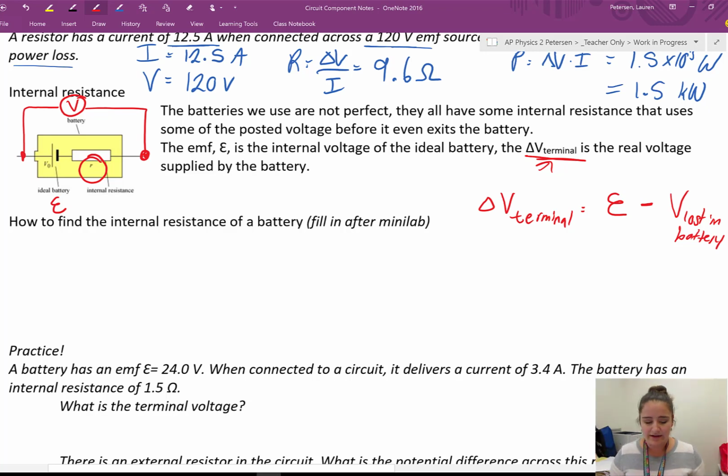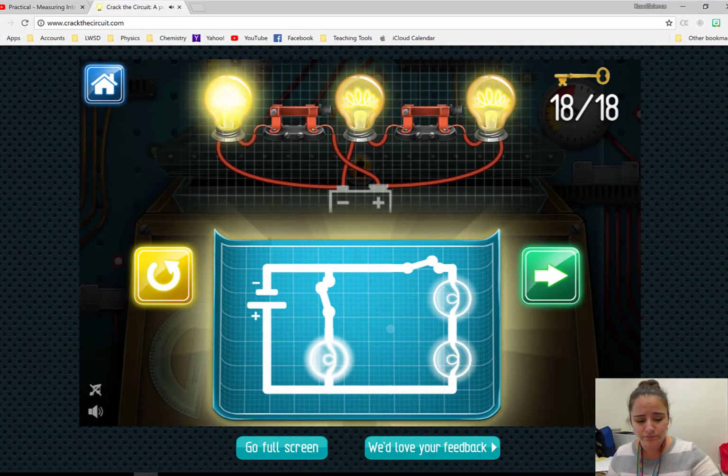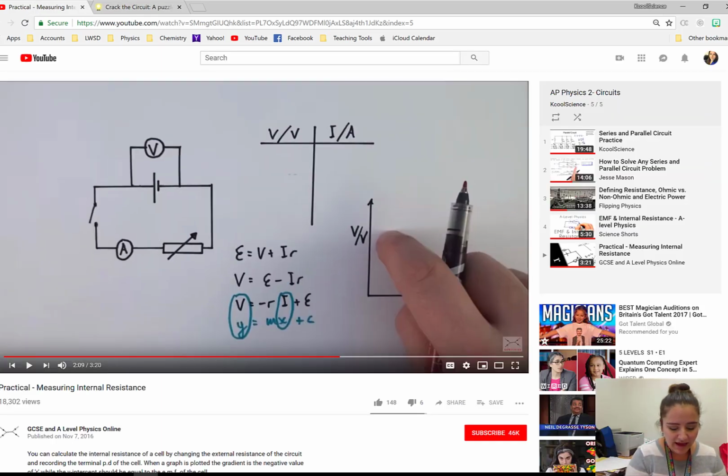So we can actually use this information and solve for the internal resistance of a battery. I'm going to talk about it a little bit, but if you head over to YouTube and check out A-level physics, they have a really good video about measuring the internal resistance of a battery. So I highly recommend you check that out.